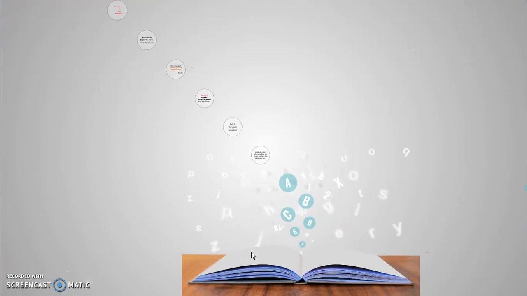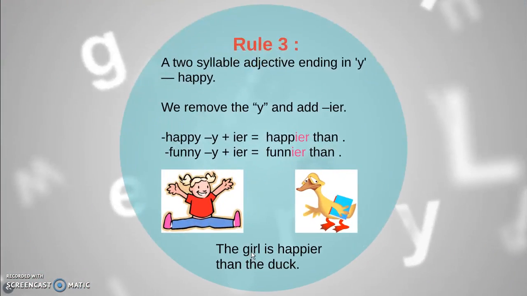Now let's move on to rule number 3, and it concerns a two-syllable adjective ending in y, like happy. What do we do for this kind of adjective? We remove the y and add ier. For example, happy becomes happier, funny becomes funnier. Make sure always to replace the y with I. In this example, we can say that the girl is happier than the duck.